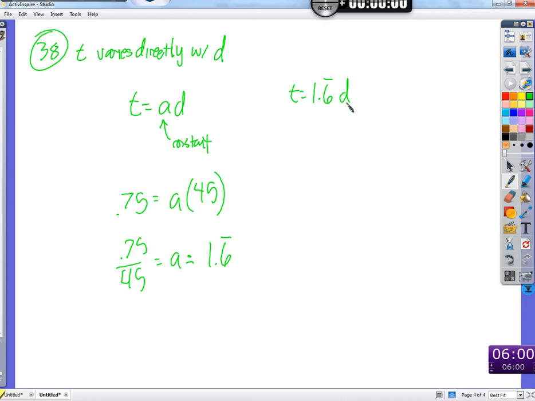0.75 divided by 45 is 0.016. Repeating? It's got to be repeating. And then it's 1 over 60. As a fraction, which I like, it's exact. 1 over 60. So that's what we're going to put up here. We got that figured out.